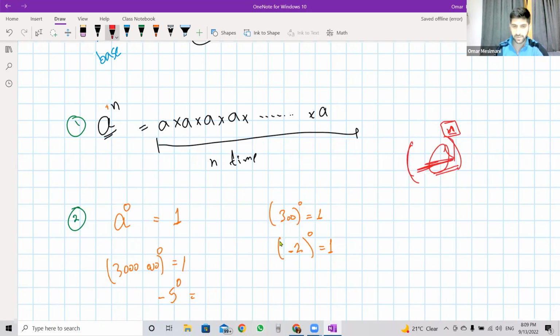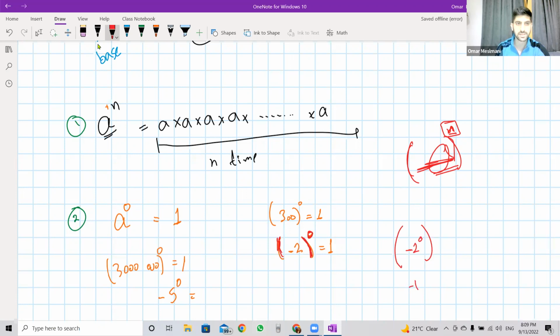For example, we have -2 square root to the power 0, but it's all in the bracket. Is it still -1? Tell me. So -2, and no bracket. Just put it in the bracket and 0 outside. Like that? This is -1.